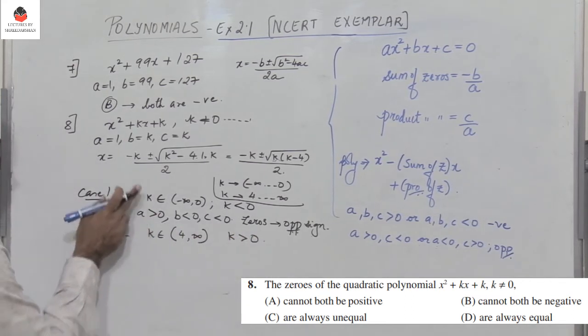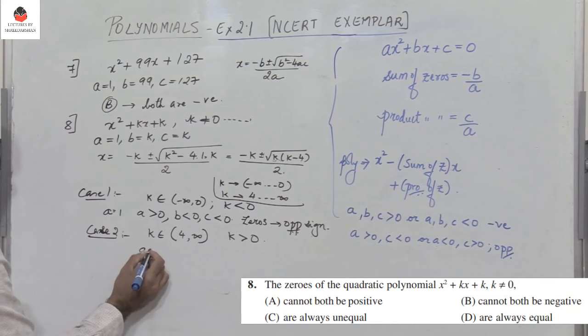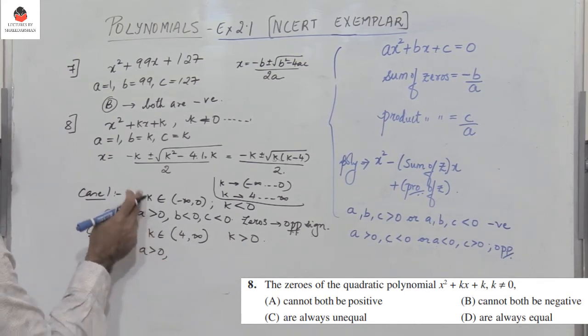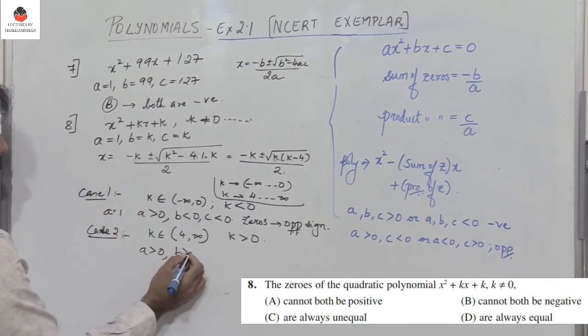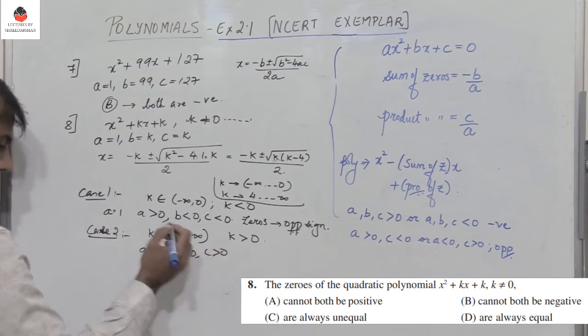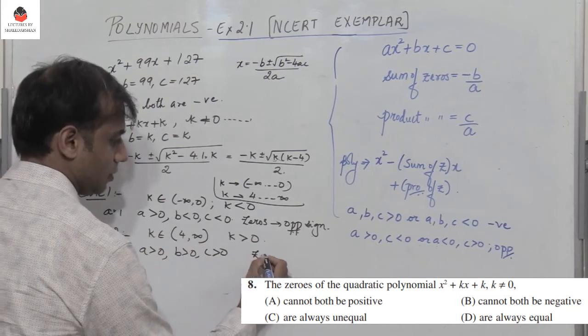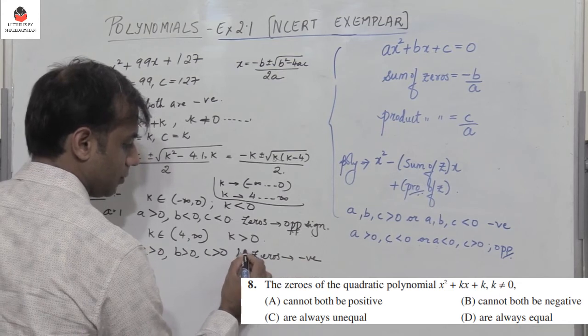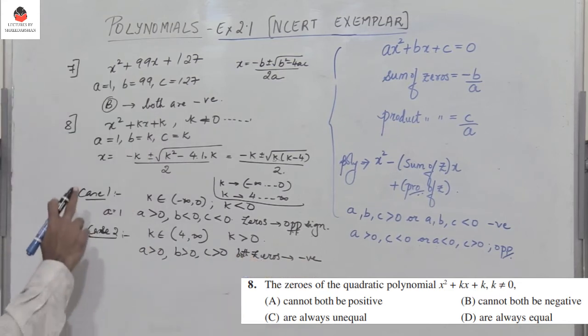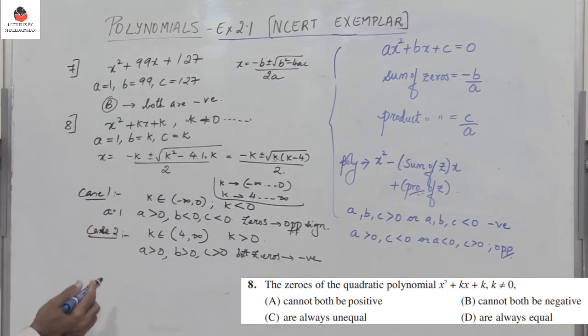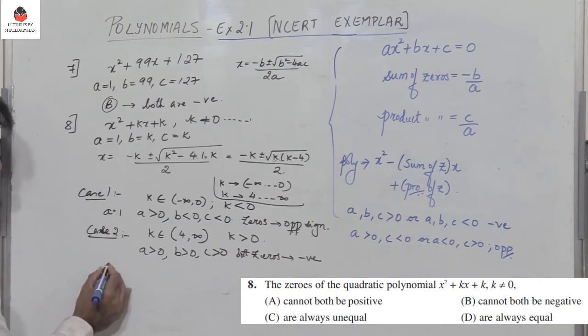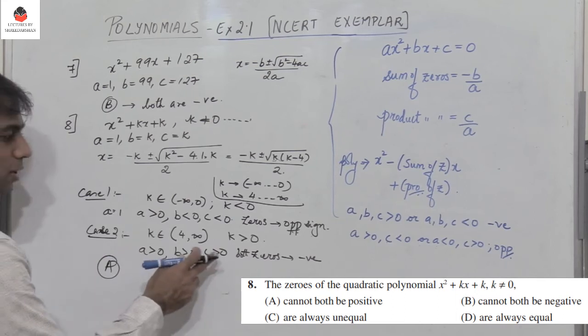Now since the value of k is greater than 0, a is greater than 0, b is also greater than 0, and c is also greater than 0. Since all the three values of a, b and c are greater than 0, we find that both the zeros are negative. So if I observe all the four options, option A cannot both be positive. So definitely it is option A, because both of them cannot be positive.